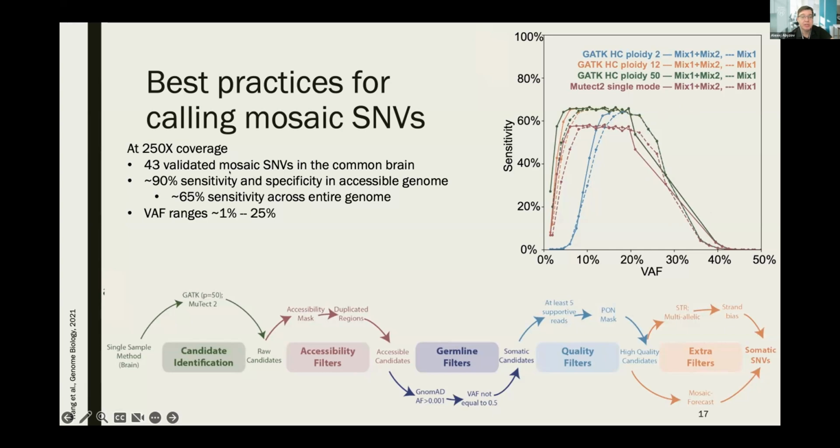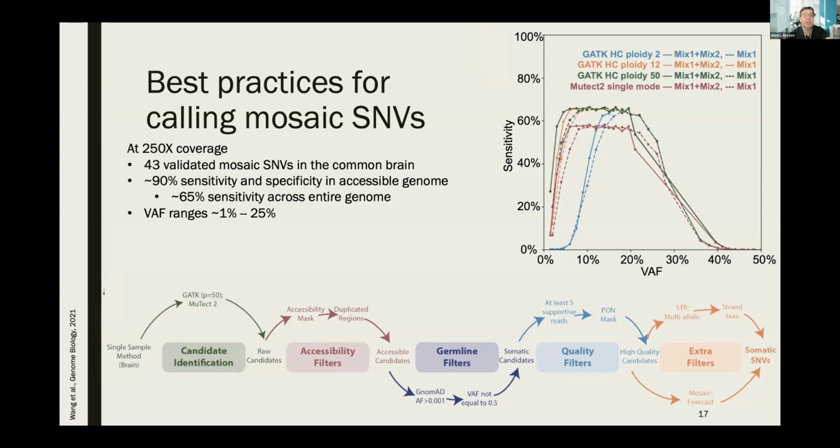And based on extensive validation, where we validated 43 somatic SNVs in a reference brain, we estimated that the sensitivity is roughly 90% in the accessible genome. Accessible is where we don't count repeats. And it's about 65% across the entire genome. As I said previously, about 25% of loss is simply because we throw away the difficult part of the genome.